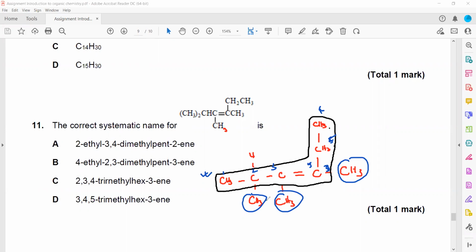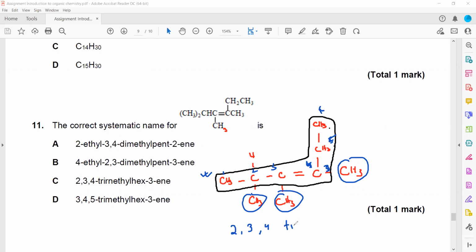So at which position do we have a branch? We have a branch at second position. We have a branch at third position. And we have a branch because 1, 2, 3, and this is the fourth one. So we have the branch at the fourth position. So 2, 3, and 4. And 3 branches are there.